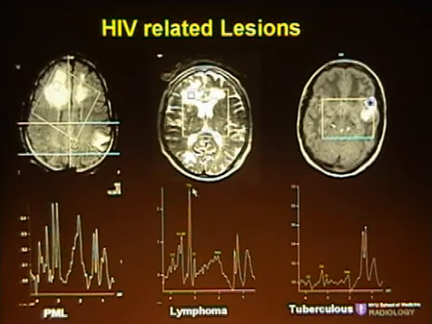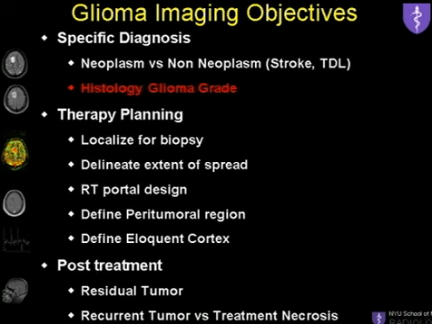If you have a lesion that is lymphomatous, lymphoma is a very cellular tumor, the cells are packed very closely together. So typically the choline, as a result of that, is very, very high. There'll be some decrease in NAA. Tuberculous lesions, because remember on the capsule of the tuberculous lesion there is a lot of lipid and lactate, so you see typically lipid and lactate with TB.